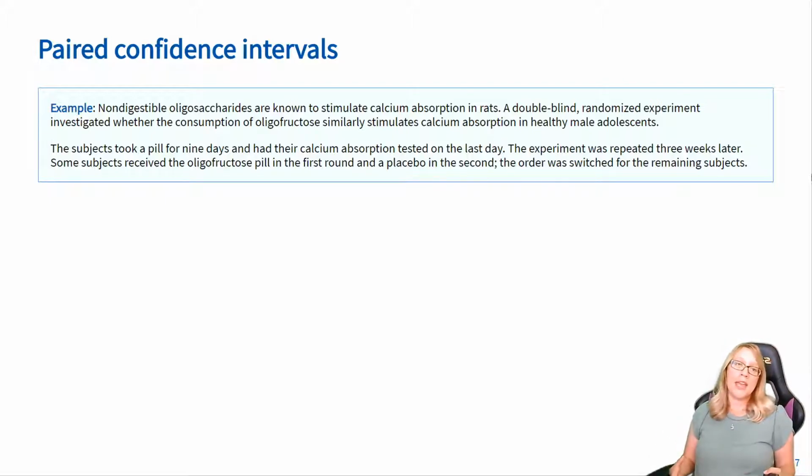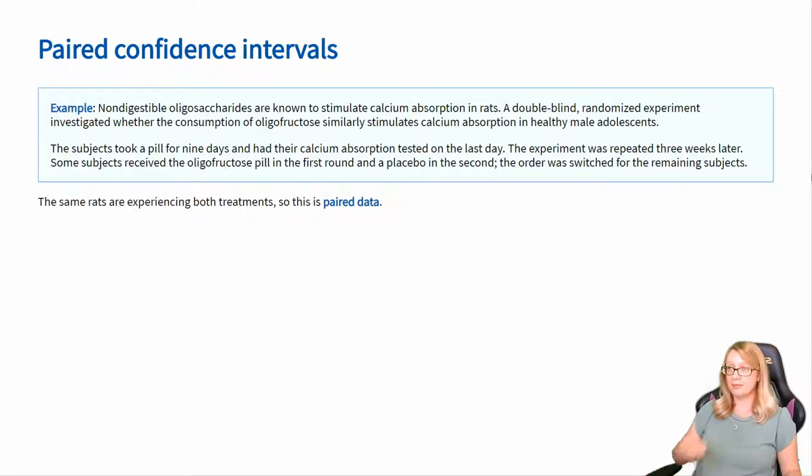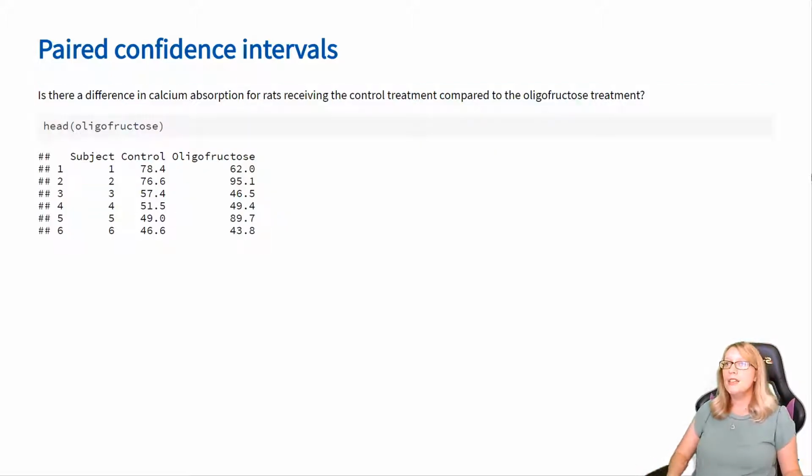Different people may have different absorption or different reactions to receiving a pill versus a placebo. They may have different baseline absorption levels. So we want to account for having the same people in both runs of the experiment. Again, that's what makes this paired data. So here's what we'd like to know. Is there a difference in calcium absorption for rats receiving the control or placebo treatment compared to the oligofructose treatment?